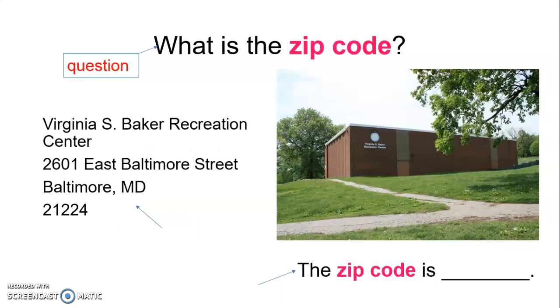All right, what is the zip code? What is the zip code para esta dirección? Virginia S. Baker Recreation Center, 2601 East Baltimore Street, Baltimore, Maryland, 21224. What is the zip code? The zip code is, ¿cuál es la zip code?